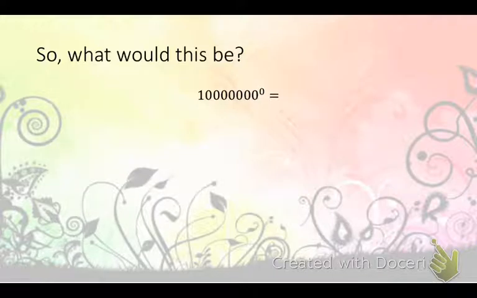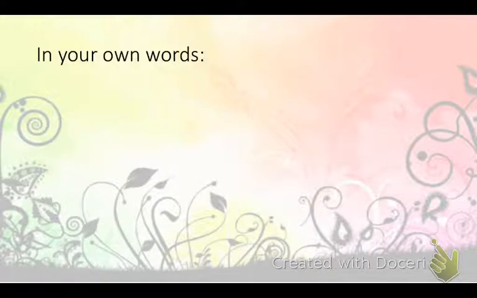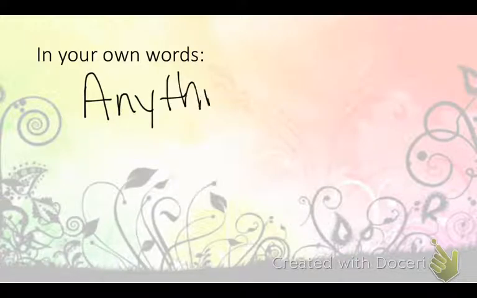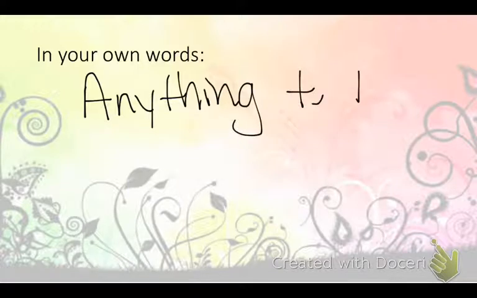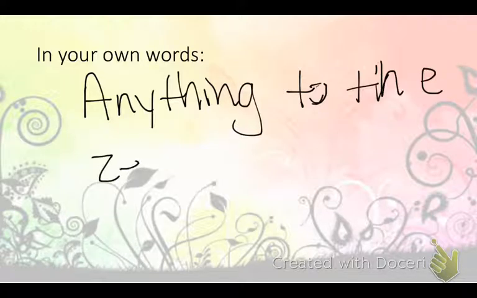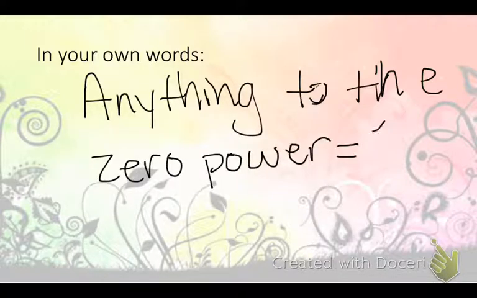So if I'm looking at 10 million, I think that's what that number is, 10 million to the 0 power, that's going to be 1. Okay, so anything to the 0 power is 1. So in our own words, we're literally going to just write that. Anything to the 0 power equals 1.